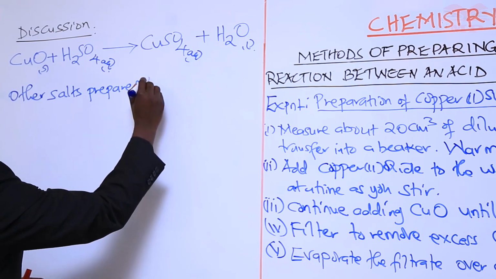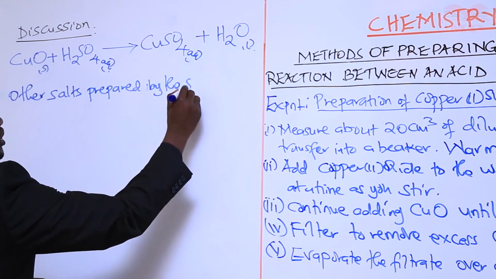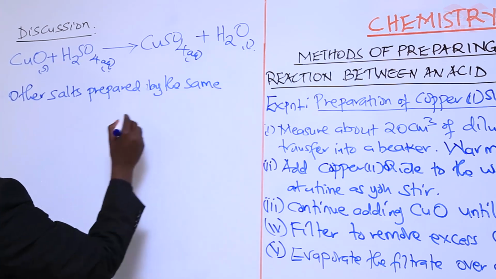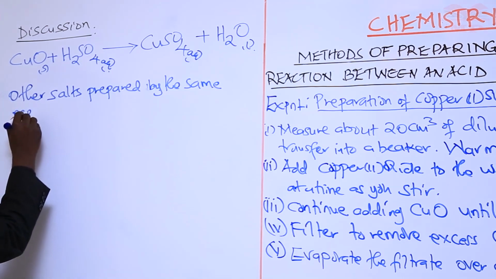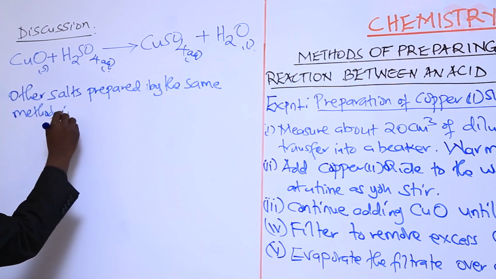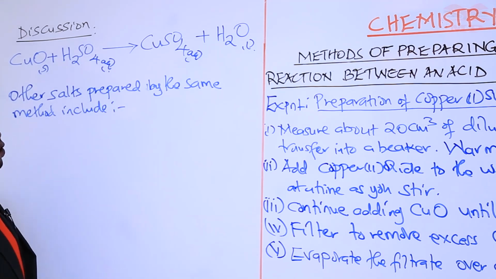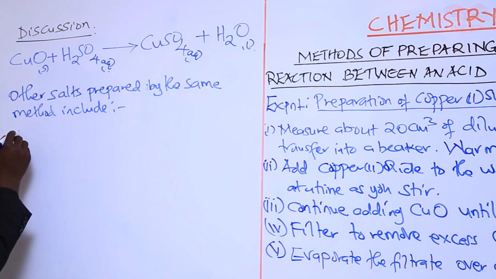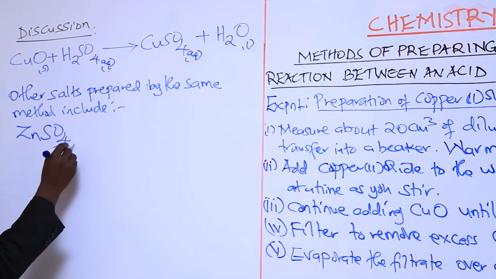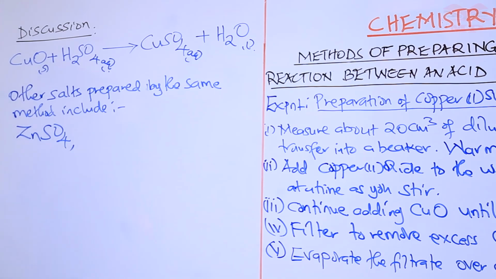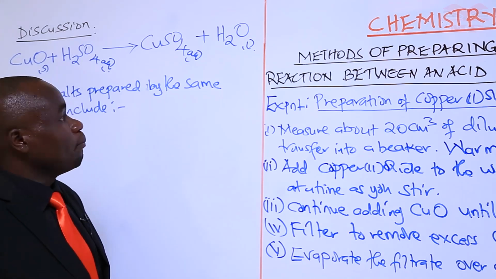Other salts prepared by the same method include the following. There are quite a number. We are just going to mention a few for the sake of writing the chemical equations. We can have zinc sulfate. Zinc sulfate can be produced in a similar method.